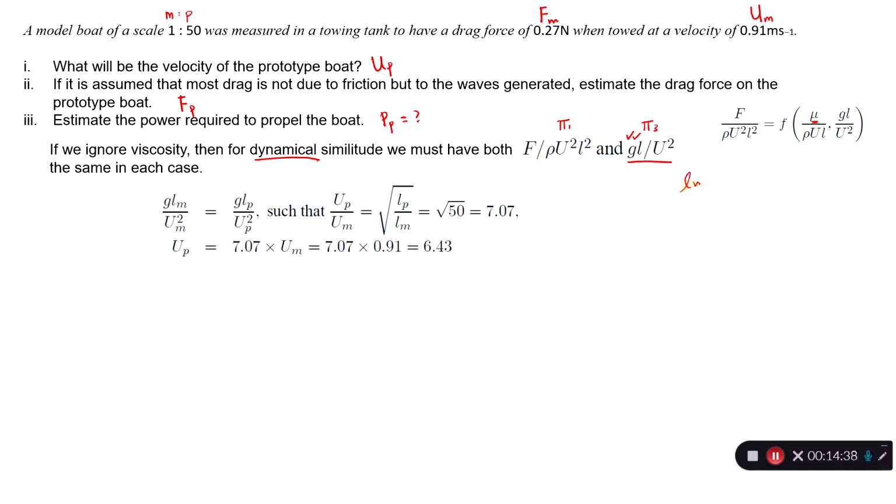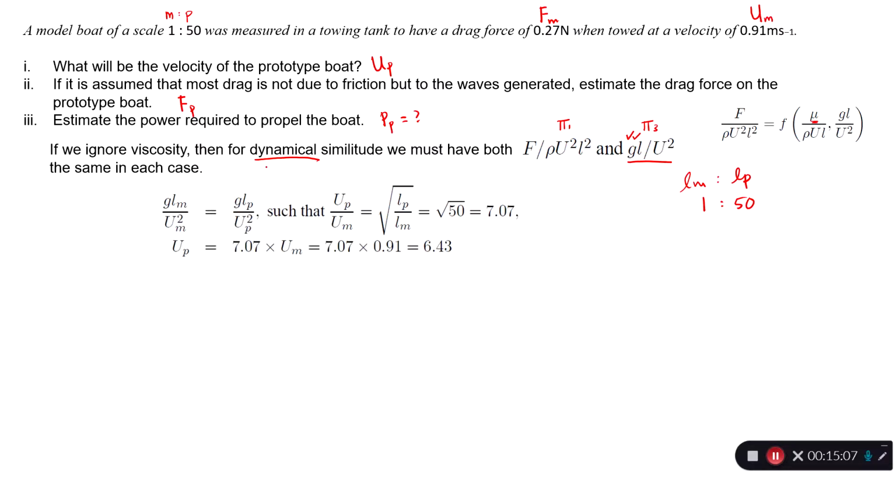Okay, so LM to LP is 1 to 50. We don't have the exact measurements, but this is enough, because you will put this in an equation like this: GL over U squared for the model equals GL over U squared for the prototype. Therefore, you don't need the actual value, you only need the ratio.